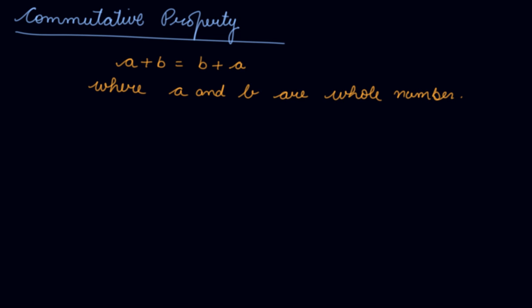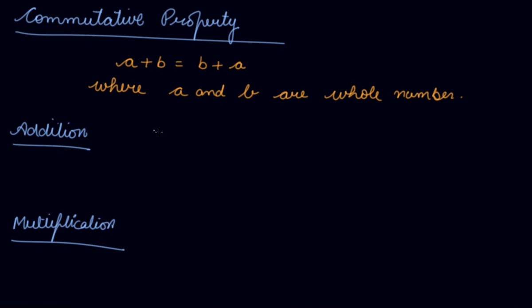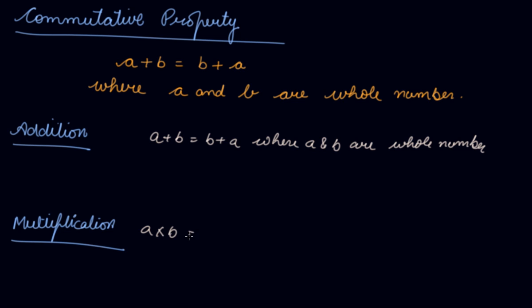Again, this property works only in addition and multiplication, which means that A plus B is equal to B plus A, where A and B are whole numbers. Here A into B is equal to B into A, where A and B are whole numbers.